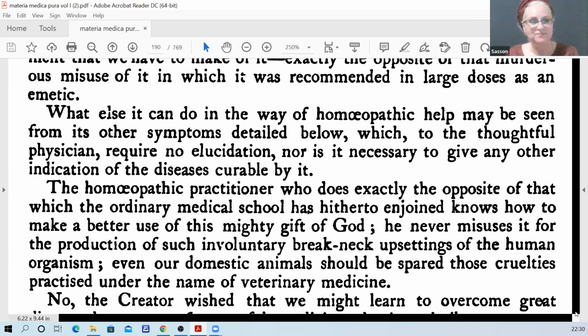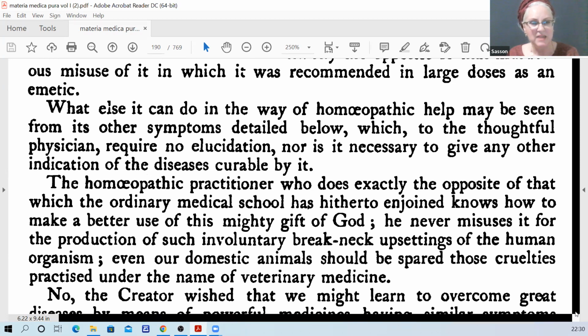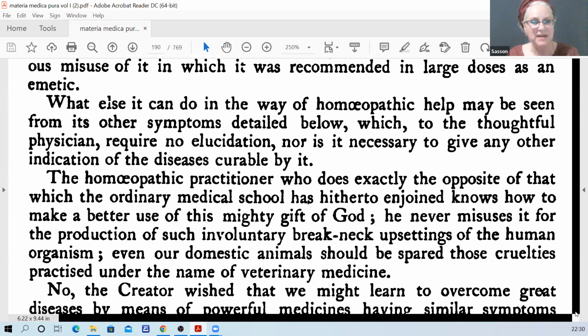Continuing with Hahnemann: the homeopathic prescriber, practitioner, who does exactly the opposite of that which the ordinary medical school has hitherto enjoined, knows how to make a better use of this mighty gift of God. He never misuses it for the production of such involuntary breakneck upsettings of the human organism. Even our domestic animals should be spared these cruelties, practiced under the name of veterinary medicine.